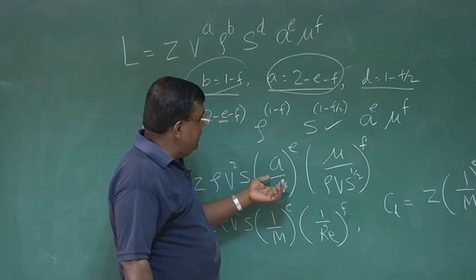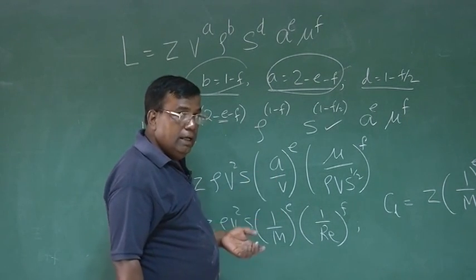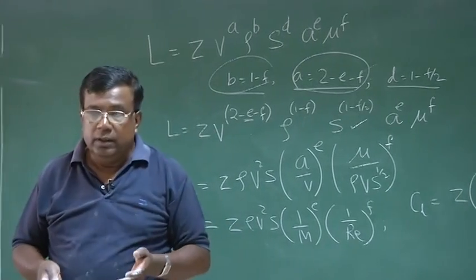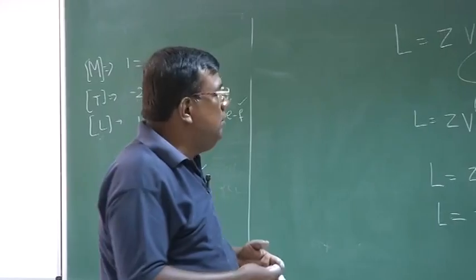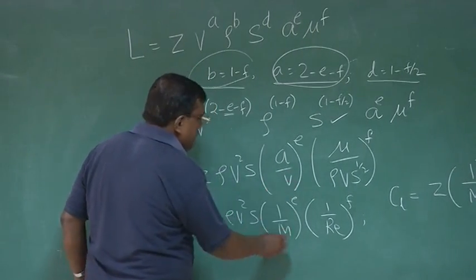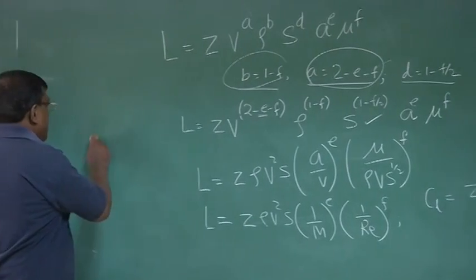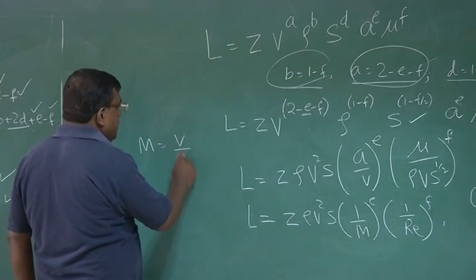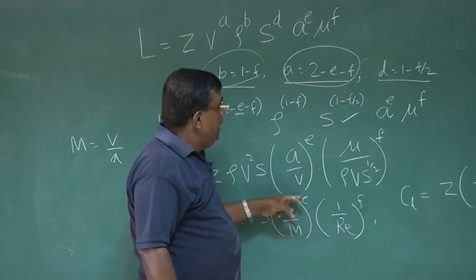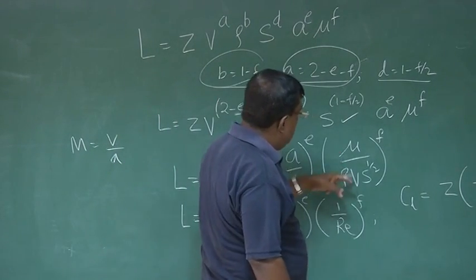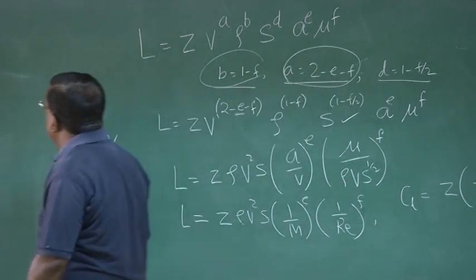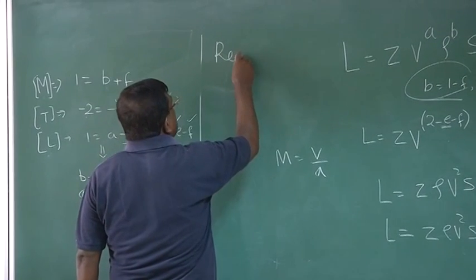We have discussed and agreed the importance of Mach number, the speed of sound and the speed of vehicle, which is V. So what is A by V? A by V is 1 by Mach number, because we define Mach number as V by A. So this I am writing 1 by M to the power E, and this term, you see, this is 1 by Reynolds number.